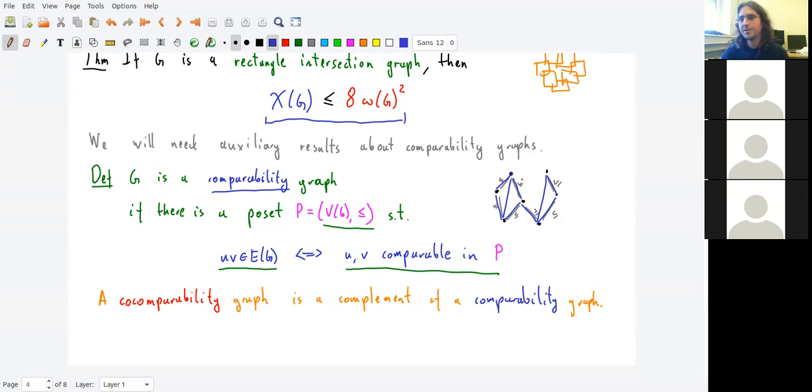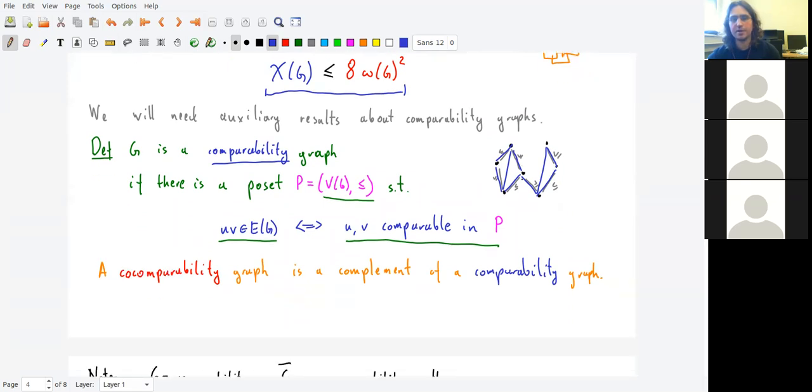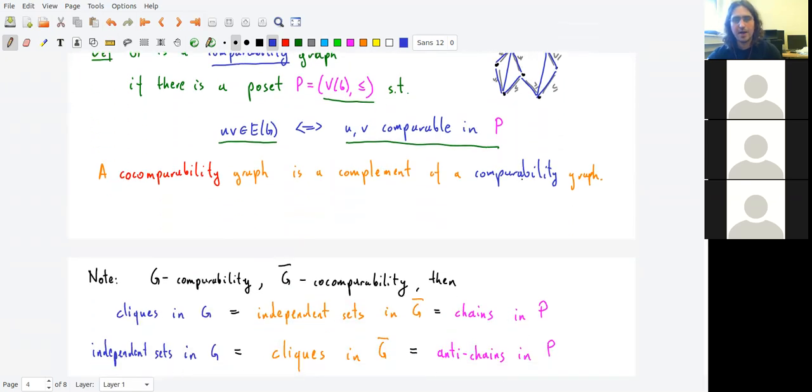While a comparability graph is a graph where you can model the edge relation by the comparability relation. Good. So these are two interesting classes of graphs. And let's think about what it means to color a comparability graph or to find a clique in a comparability graph or a co-comparability graph. So say that G is a comparability graph and G complement is a co-comparability graph.